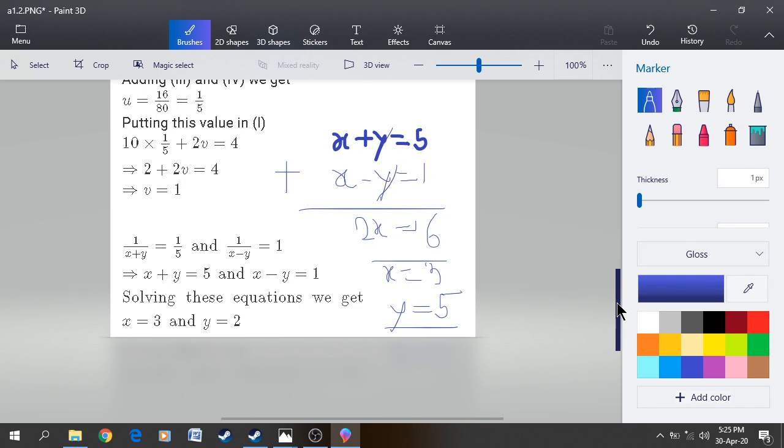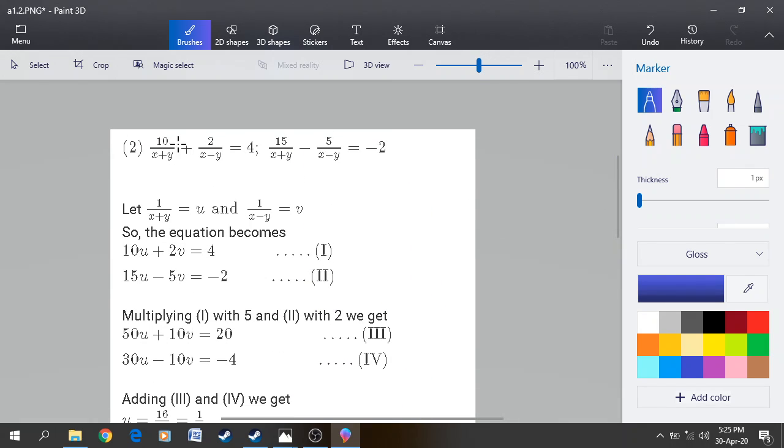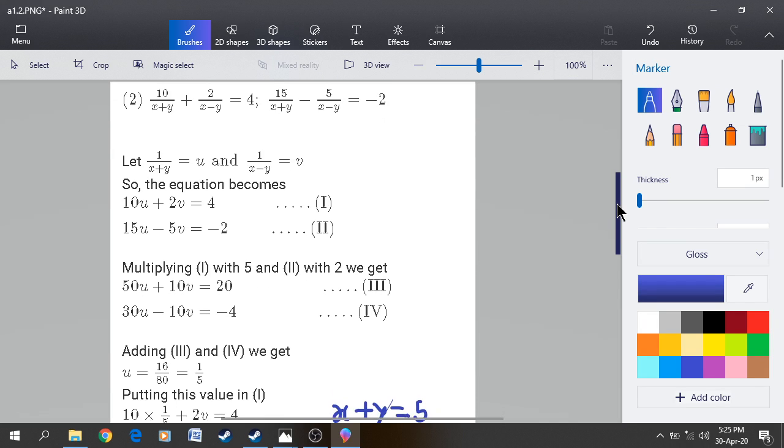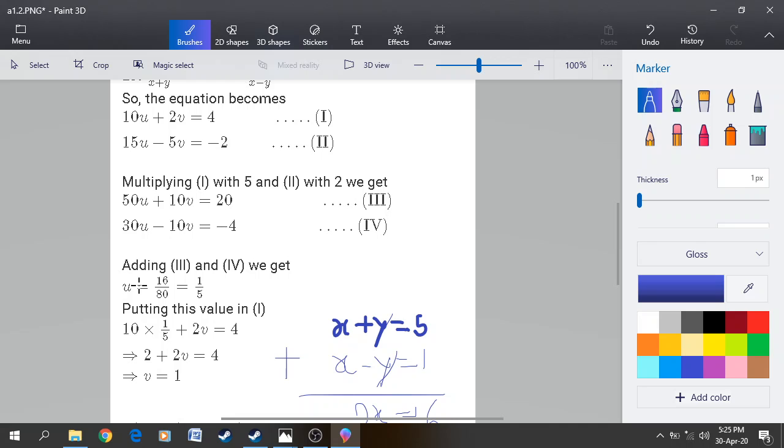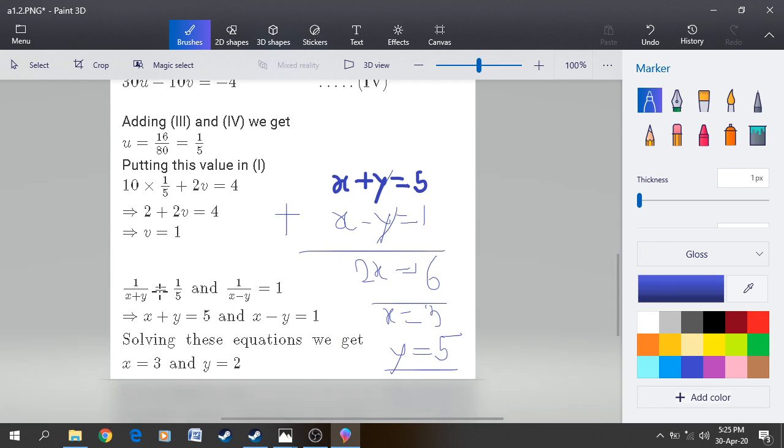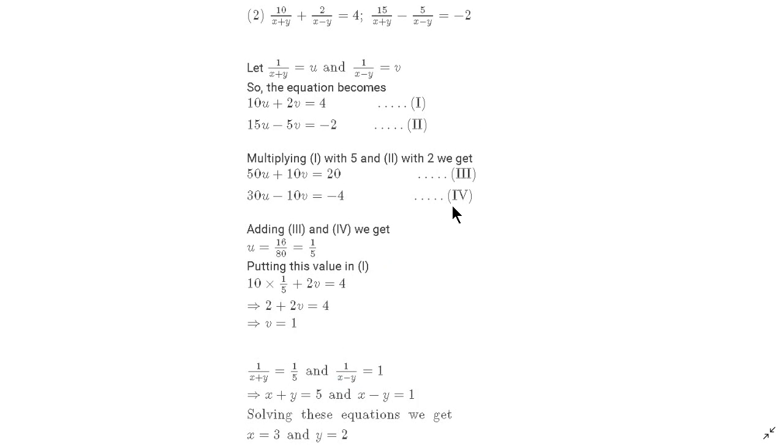So what we have here is non-linear equations. We will convert them by using our new variables. Then we will use our elimination method to find the values of the new variables, which are u and v. Then we will put these u and v into the assumed variables, 1 upon x plus y is equal to, and 1 upon x minus y is equal to. Then we got other linear equations. We will solve them by another elimination method, and we finally found out that x is equal to 3 and y is equal to 5. So these are the methods.